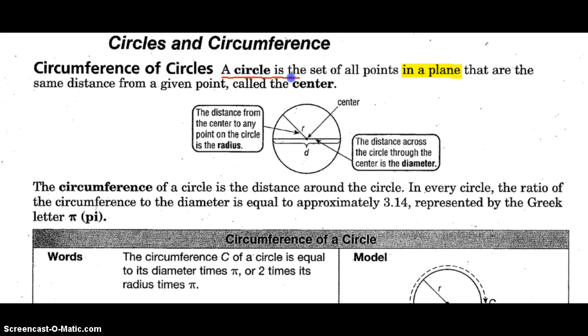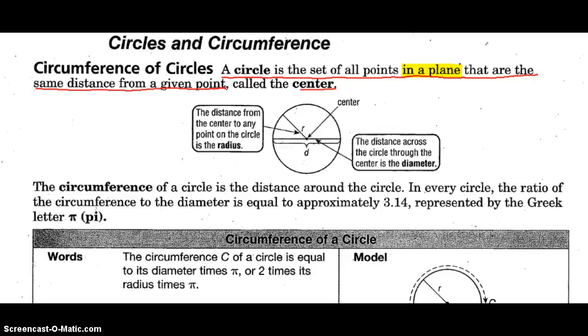A circle is the set of all points in a plane that are the same distance from a given point. And that given point is called the center. Now notice I highlighted the words in a plane. Because if I said the set of points a given distance from a given point, and I did not give you the restriction of it being in a plane on a piece of paper, then we could talk about three-dimensional.